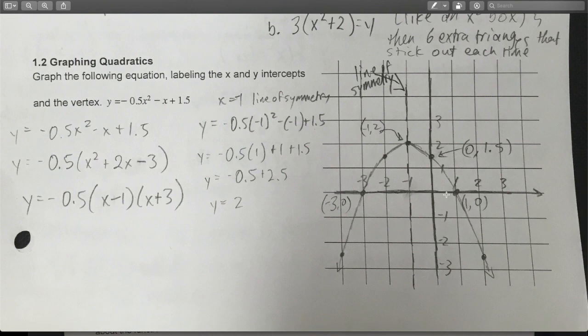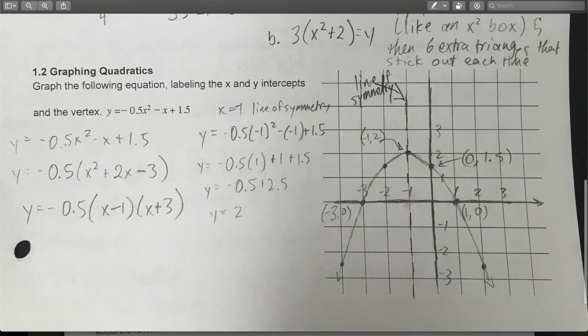Okay, when graphing this equation, what are some things that I did first? Well, first of all, I noticed that we had a 1.5 here, and I know that this is a standard form equation, so I can just immediately put in our y-intercept of (0, 1.5). I also factored this, so I factored out a negative 0.5.